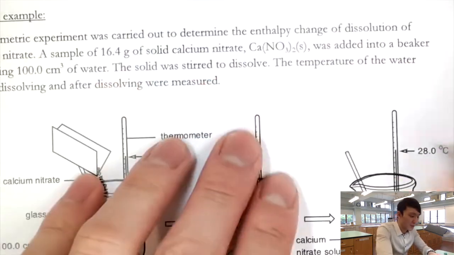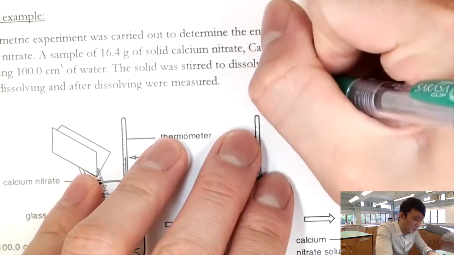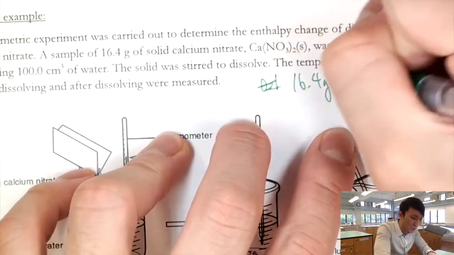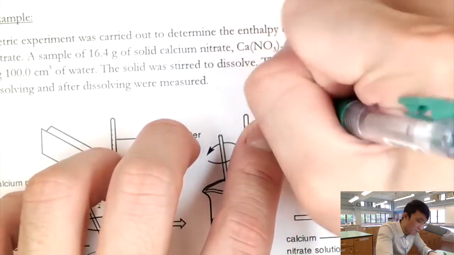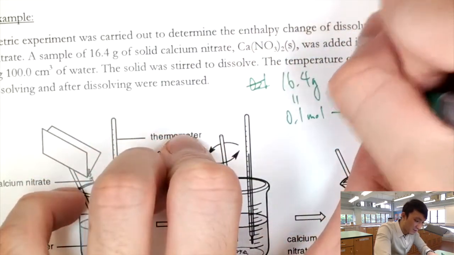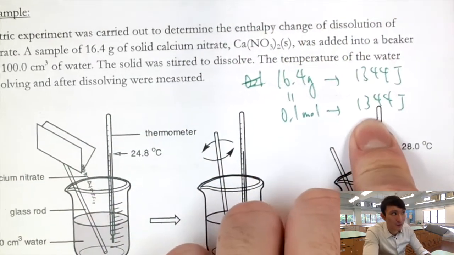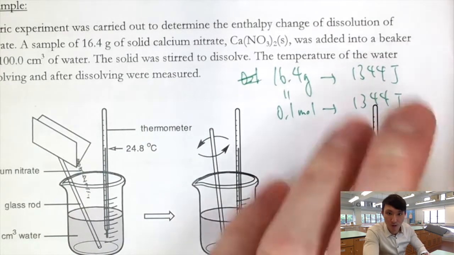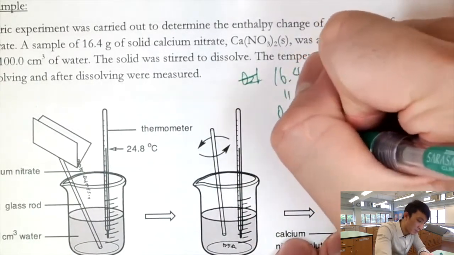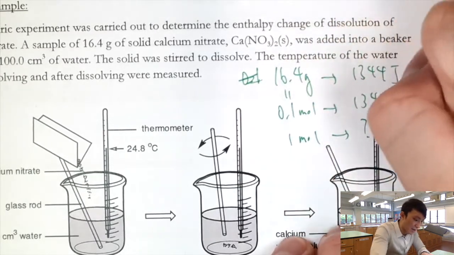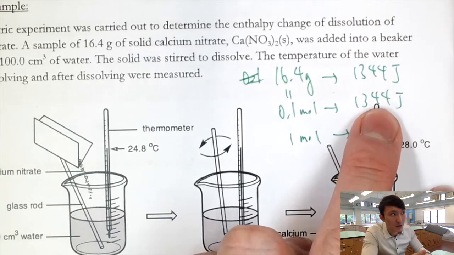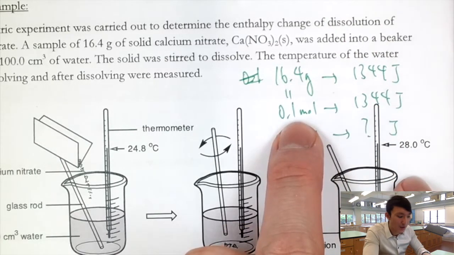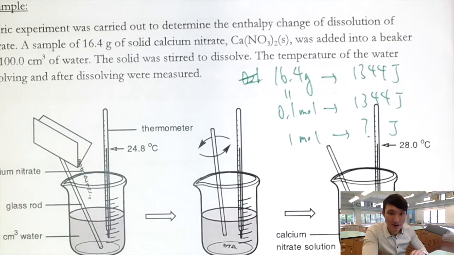Maybe I put it here. You know that 16.4 grams is able to give us 1344 joule, and which is basically 0.1 mole. That can give us 1344 joule. Now we want to do per mole, right? So my question is, what about 1 mole? How much heat can be released? So to do that, we will have the heat divided by the number of moles. So that's why we have delta H equals Q over n. Okay, this is how it works.